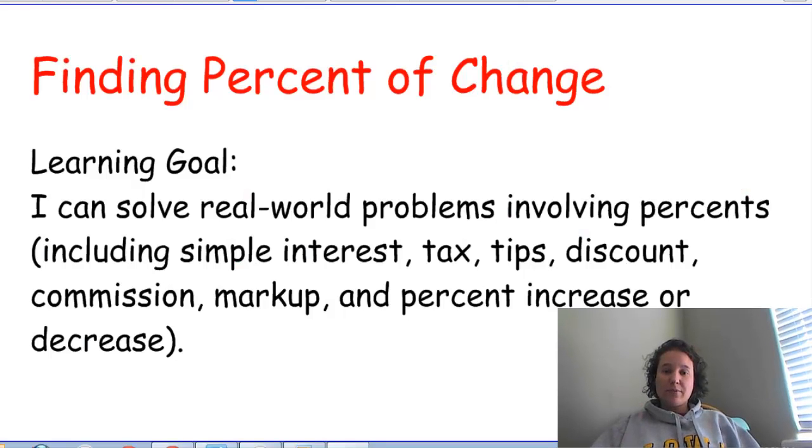Here's our last video about percents, and this is about finding percent of change. So again, this is dealing directly with our learning goal, which is I can solve real-world problems involving percents, including simple interest, tax, tips, discount, commission, markup, and percent of increase or decrease.